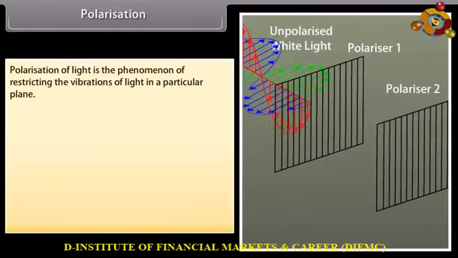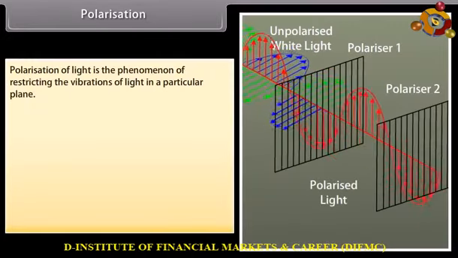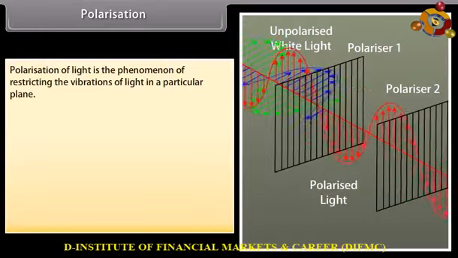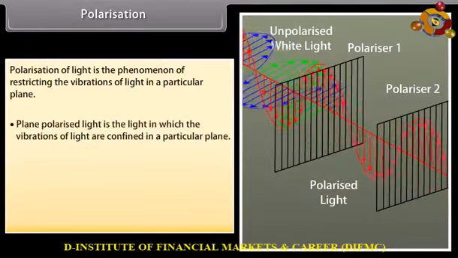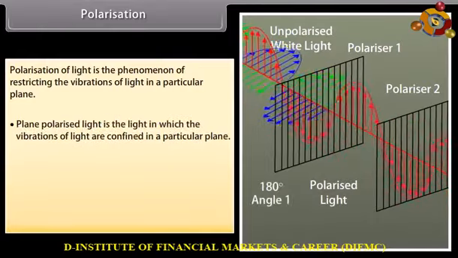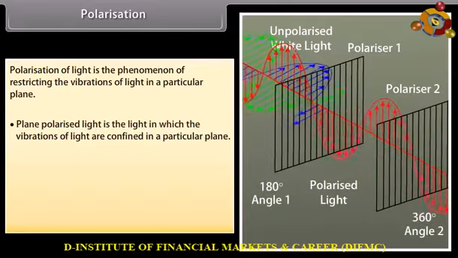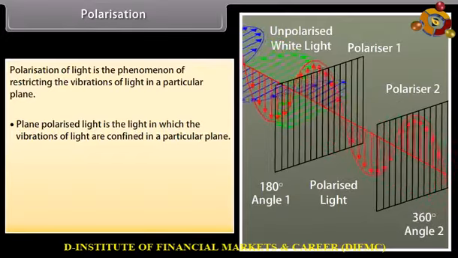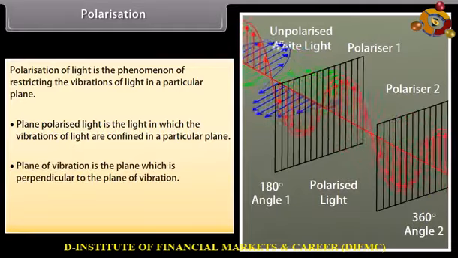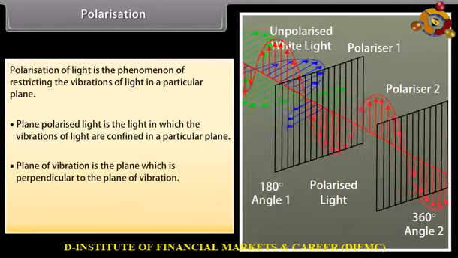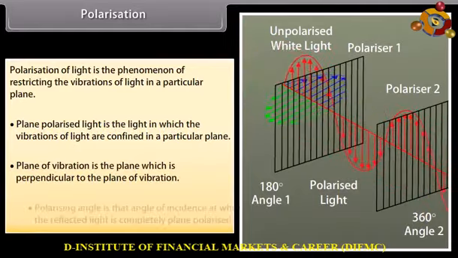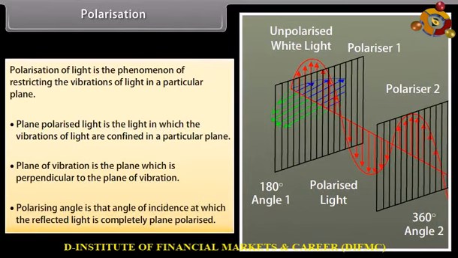Polarization. Polarization of light is the phenomenon of restricting the vibrations of light to a particular plane. Plane polarized light is the light in which the vibrations are confined in a particular plane. The plane of polarization is the plane which is perpendicular to the plane of vibration. Polarizing angle is that angle of incidence at which the reflected light is completely plane polarized.